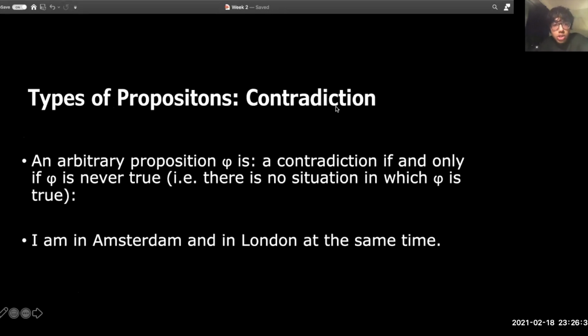The first type of proposition is a contradiction. An arbitrary proposition phi is a contradiction if and only if phi is never true. That means that there is no situation in which phi is true at all. I'm in Amsterdam and in London at the same time. That can never be true. Hence, a proposition is considered to be a contradiction if it can never have the value true.